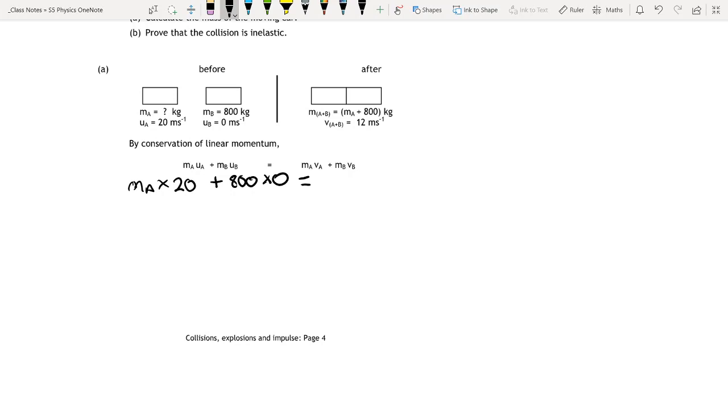Now, this is split up. You can join them together if you want, so you could say mass of A plus mass of B in brackets times the speed. But actually, it's probably a bit easier if you split them up in this case because you're just finding the mass of one of them. But either way is absolutely fine. It'll come out with the same answer. So mass of A, again what we want to find, times the final speed of A, which is 12, plus mass of B, which is 800, times the final speed of B, which is also 12.